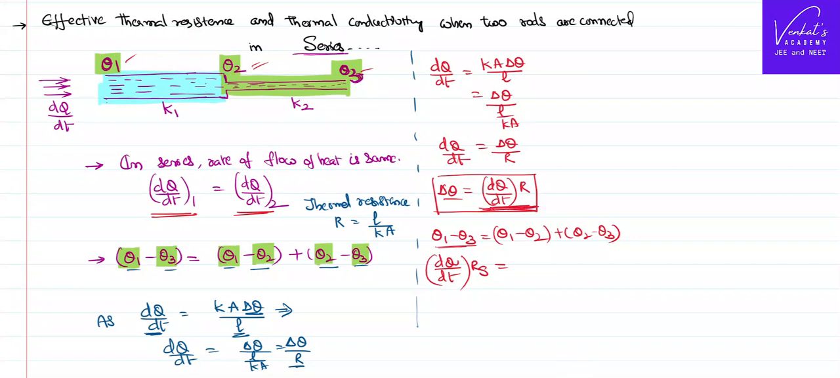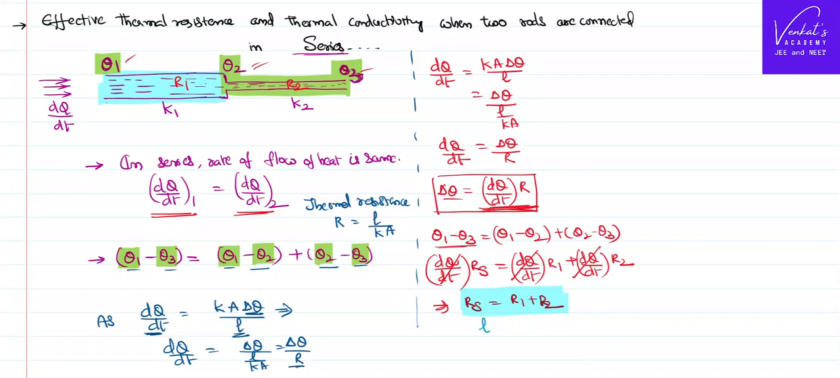As for this formula, dQ by dt is the same in series. The resistance of the first one could be called R1, the second one R2. That is dQ by dt times R2. As in series connection the rate of flow of heat is the same, dQ by dt can be cancelled. That implies R series can be written as R1 plus R2. That is similar to the electric resistors we have derived. So thermal resistance in series can be identified as R series equal to R1 plus R2.